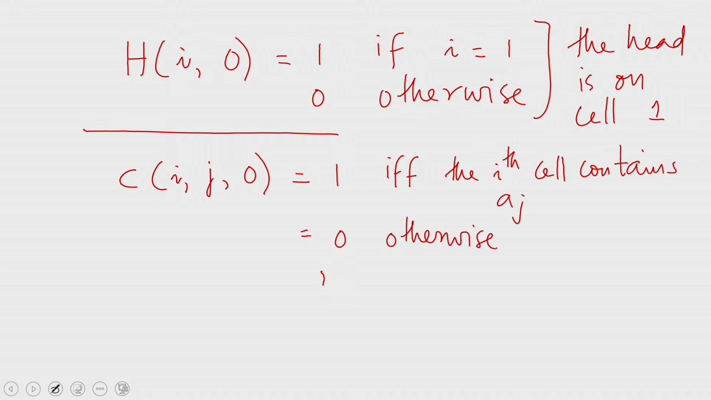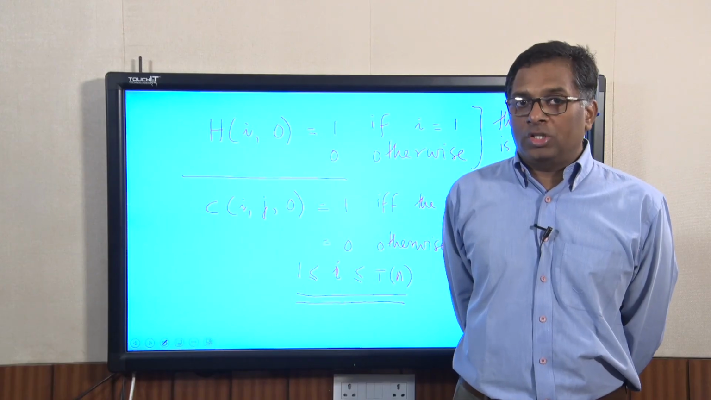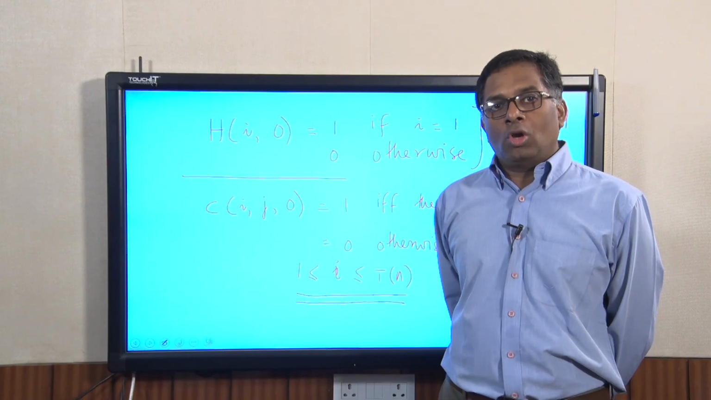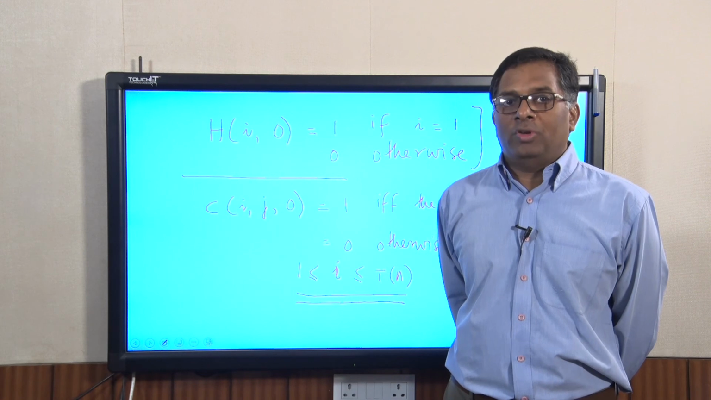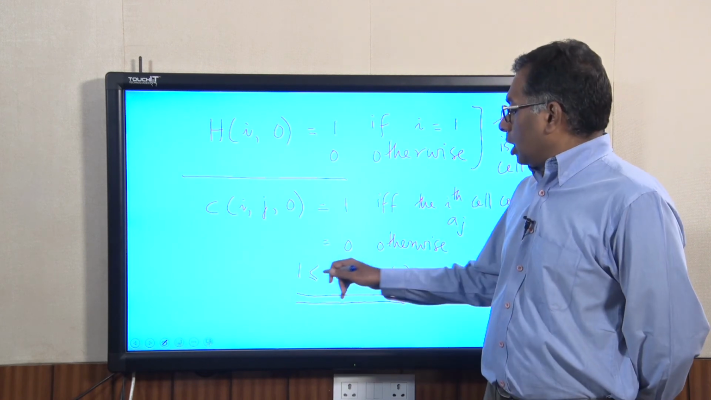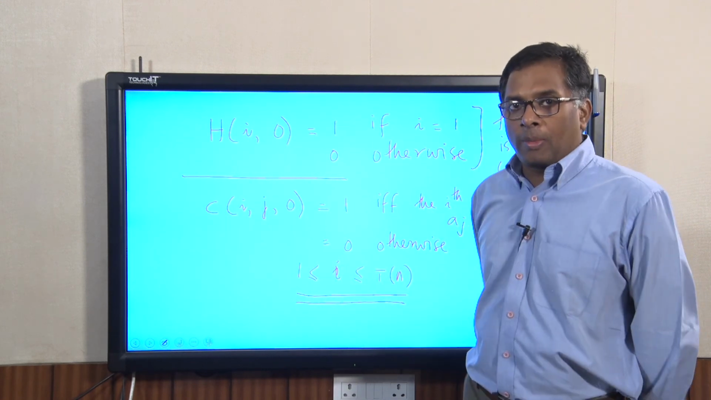You remember that here i varies from 1 to t of n. That is because a Turing machine which is t of n time bounded cannot use any more space than t of n. The machine in the worst case will be using one new cell in every single step. Therefore, if the machine halts in t of n steps, it will use at most t of n cells, and we are accounting for all these t of n cells.